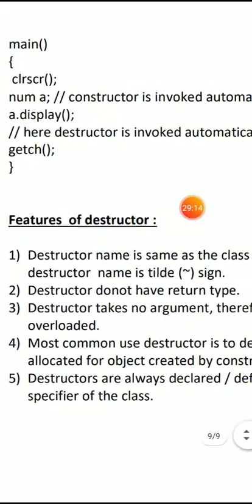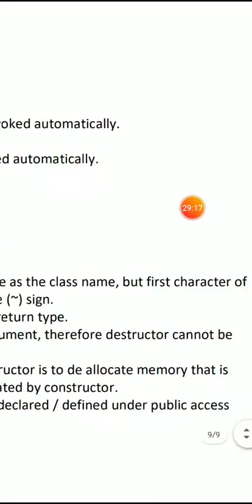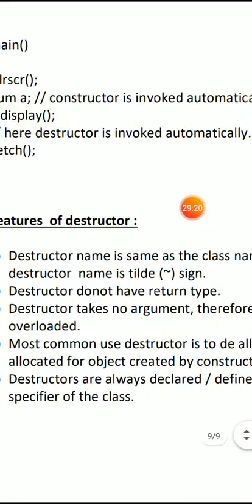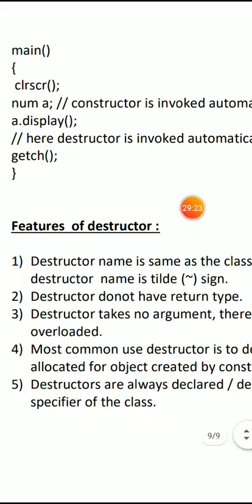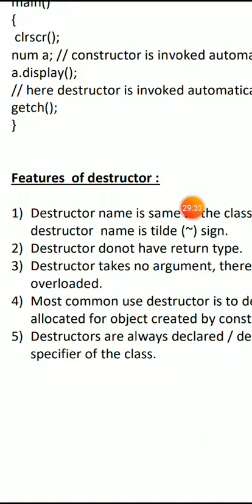The features of a destructor. First, the destructor name is the same as the class name, but the first character of the destructor name is the tilde sign. Second, the destructor, like a constructor, doesn't have any return type. Third, the destructor takes no arguments, and because of this reason destructors cannot be overloaded. Like a constructor, the destructor must be declared in the public part of a class.